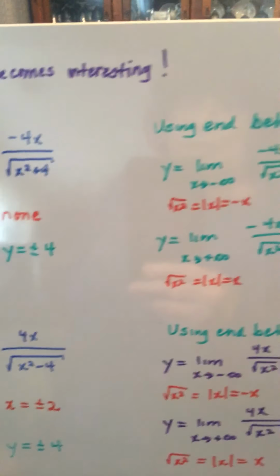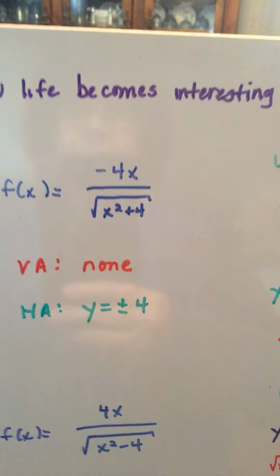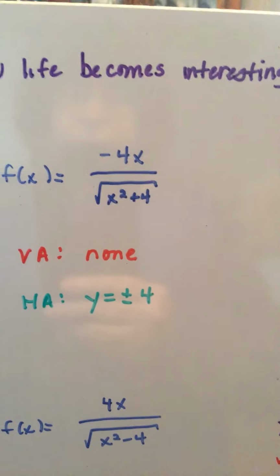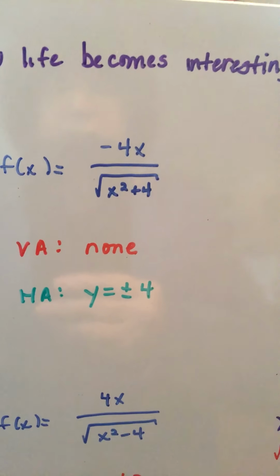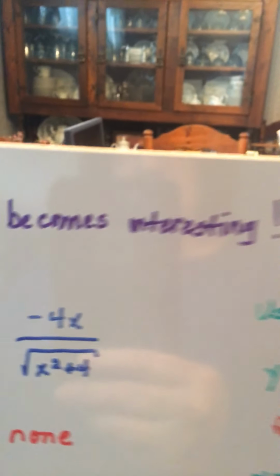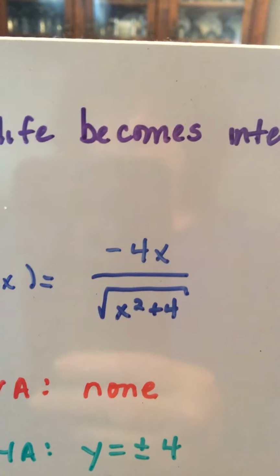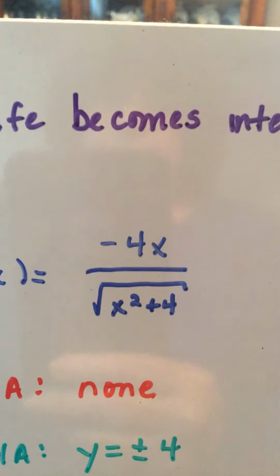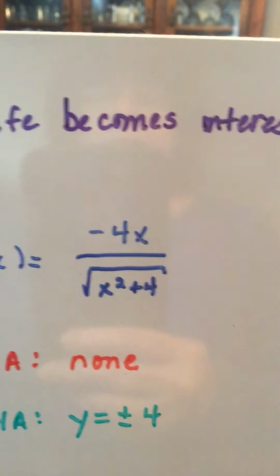Now, life is becoming interesting. For this next grouping, it does matter, okay? So I say, what makes the denominator 0? Nothing. So there is no vertical asymptote. And now to decide about the horizontal asymptote, I literally have to say, or should have said, the limit as x approaches negative infinity of this, and the limit as x approaches positive infinity of this. But I didn't ask you to do a proof. I simply asked you to find the asymptotes.